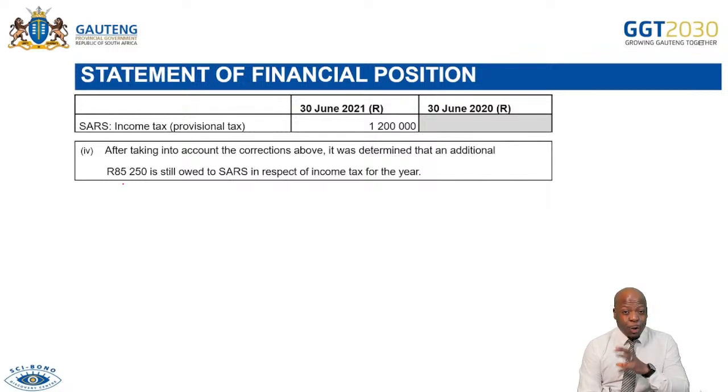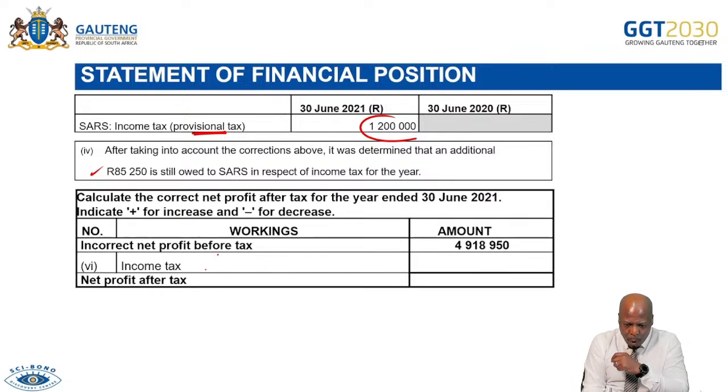We understand that during the year, we make what are known as provisional tax payments. Now, we have made provisional tax payments of 1.2 million. Of that 1.2 million, we have now been told that we still owe 85,250. That means when we come here to record our income tax, we'll now say the provisional tax payments that we have made, which is 1.2, we will now add the amount that we still owe, that is 85,250.